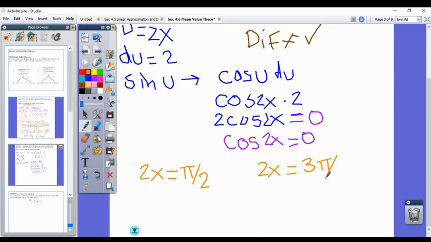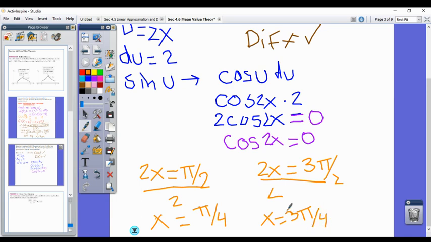Now I'm not going to care about one of these solutions, and I don't know if you realize which one it is, but we have to divide both of these by 2, and we'll end up with x equals pi over 4, and x equals 3 pi over 4.